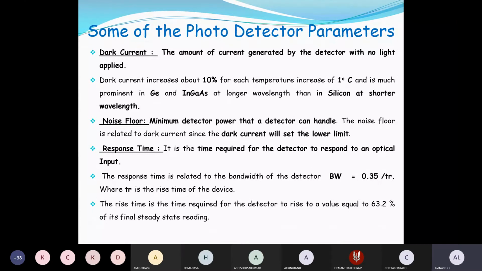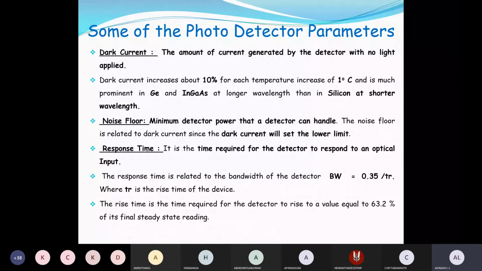Dark current increases by 10% for each temperature increase of 1 degree Celsius, and is much more prominent in germanium and indium gallium arsenide, which are used at longer wavelengths than silicon. So gallium indium arsenide will be used at longer wavelengths, and silicon will be used for shorter wavelengths. So dark current is a comparison they have given. So that's all about the dark current.